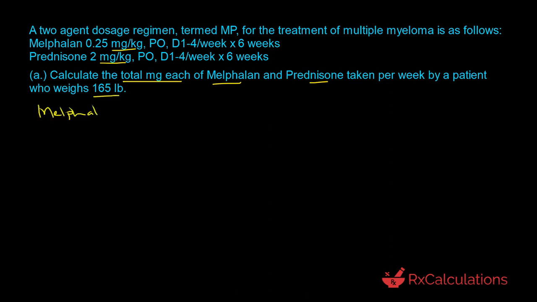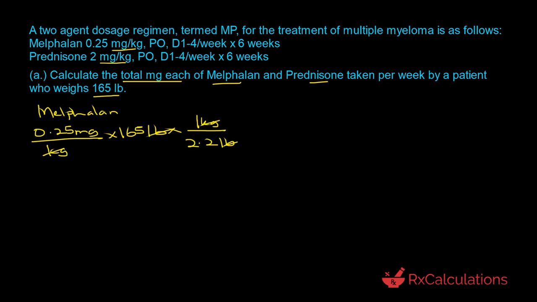So for melphalan, the normalized dose is 0.25 milligram per kg, and the patient's weight is 165 pounds. But notice the pounds and kilograms are not consistent, so we need to convert that. So we use the conversion factor: 2.2 pounds is equal to 1 kilogram. The kilograms cancel out and the pounds cancel out.